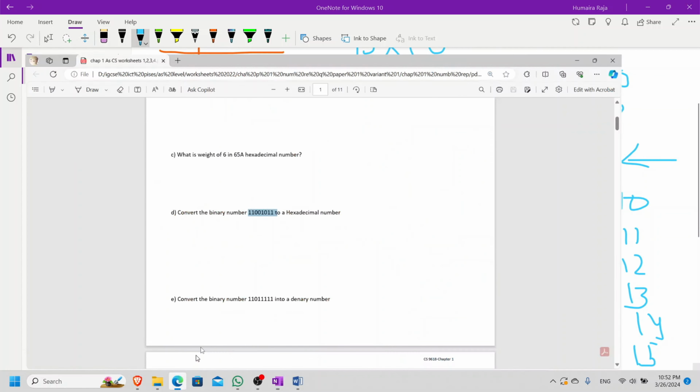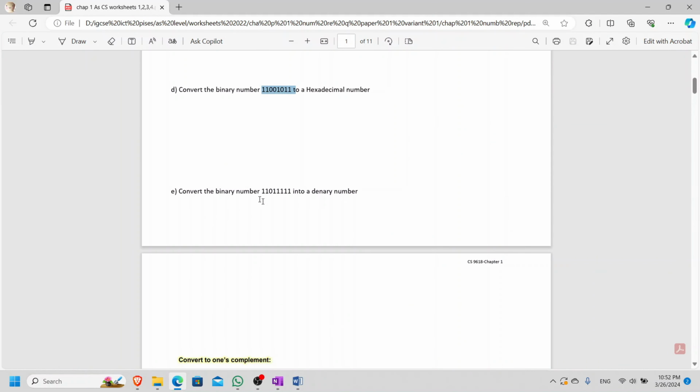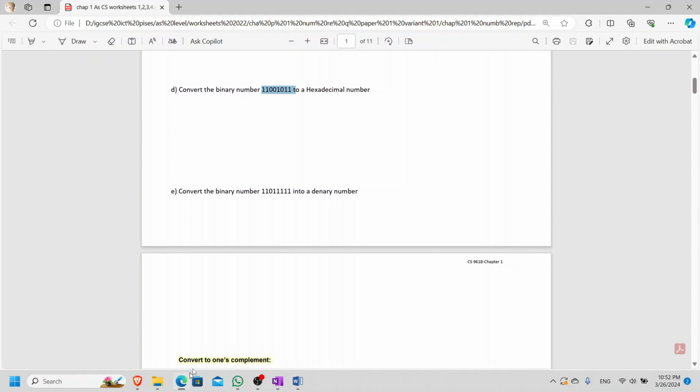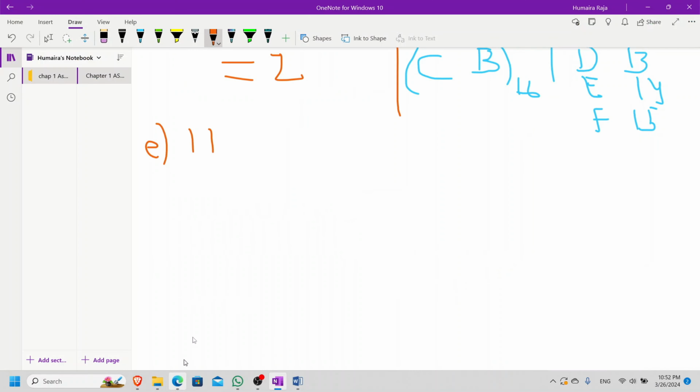Okay, next, proceed to the next question. The next question is: convert the binary number 11011110 to a denary number. What you have to do is binary to denary. Let me write the number over here. This is the number, and we have to convert it into denary.